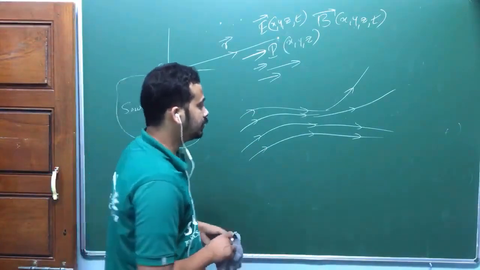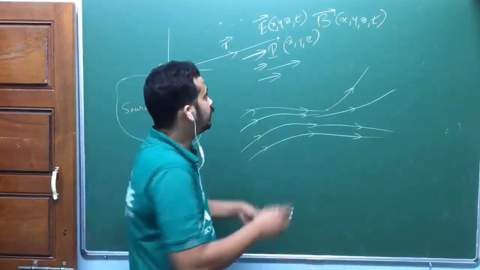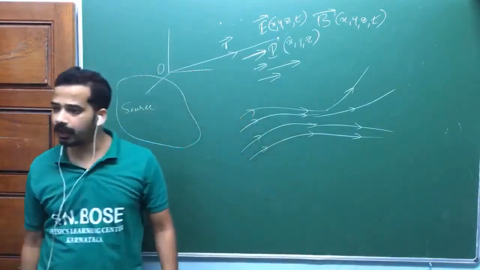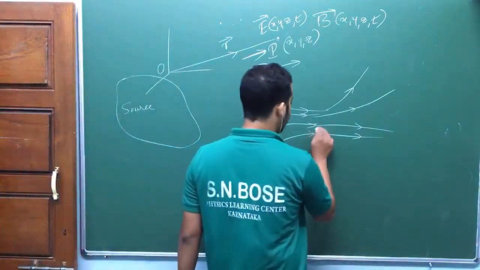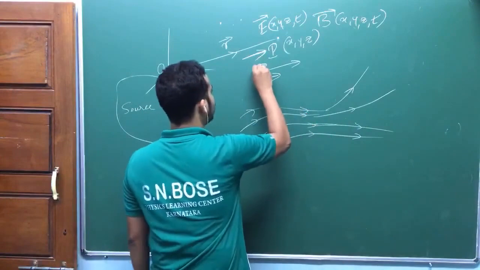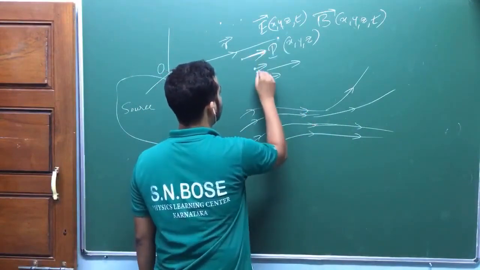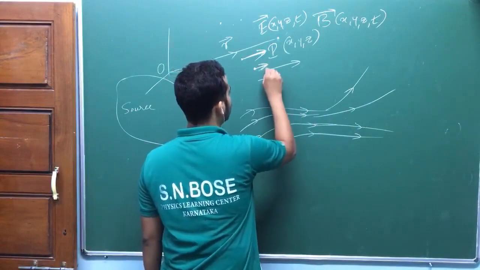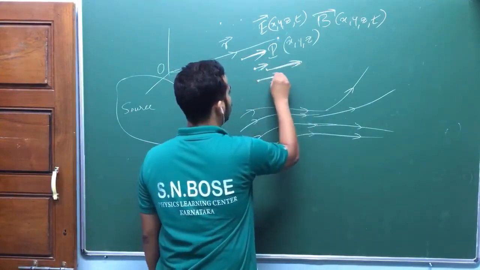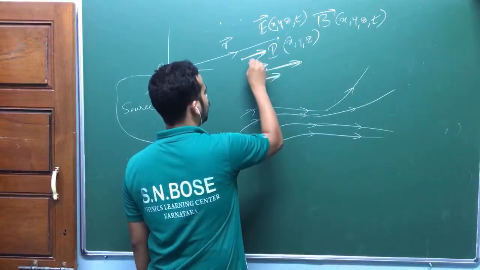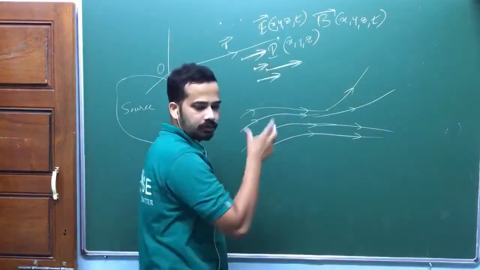But what I'm saying is, whenever you draw these vectors, they have both direction and magnitude, isn't it? In this representation, you have shown direction as well as magnitude. At this point, the vector is like this. At this point, the vector is like this. Am I right? At each and every point, you have shown direction as well as magnitude.